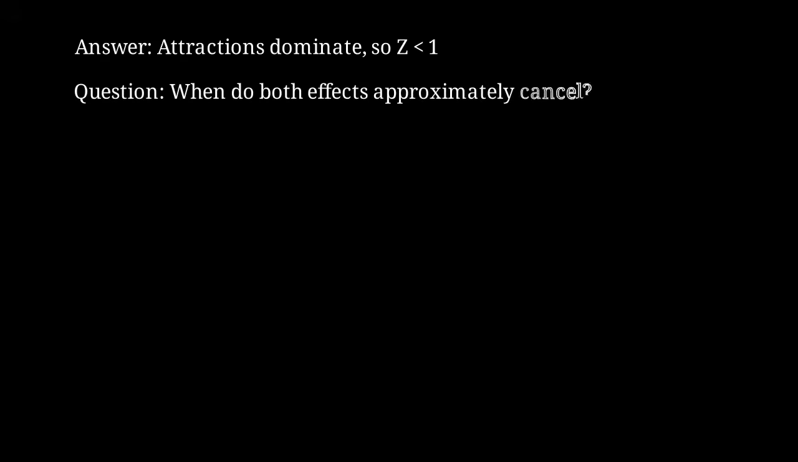Question: is there a pressure where the two effects approximately cancel out? Answer: yes, at a special temperature called the Boyle temperature. At this temperature, the attractive and repulsive corrections nearly cancel over a wide pressure range, and the gas behaves almost ideally. Let's step back and appreciate the bigger scientific lesson here.